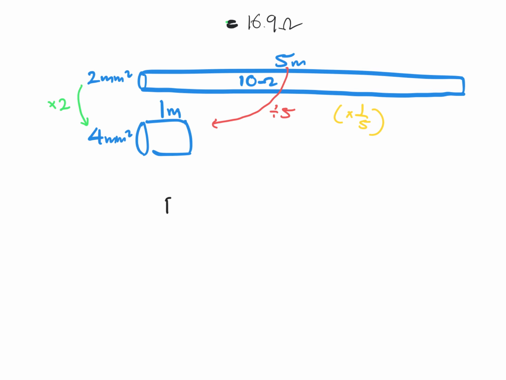So what's the resistance of the shorter wire? 10 ohms divided by 5, correct? And what about the area? Do I times 2 or did I divide by 2? Did it get easier or harder? It got easier, so divide by 2, or as you have done before, times half. Therefore, my answer will be just 1 ohm. Hope you caught the general idea of the logic of these questions.